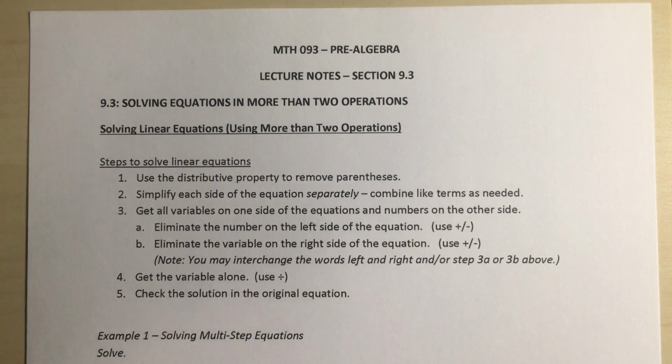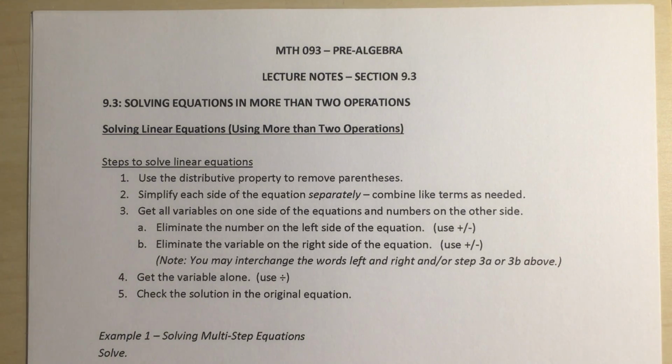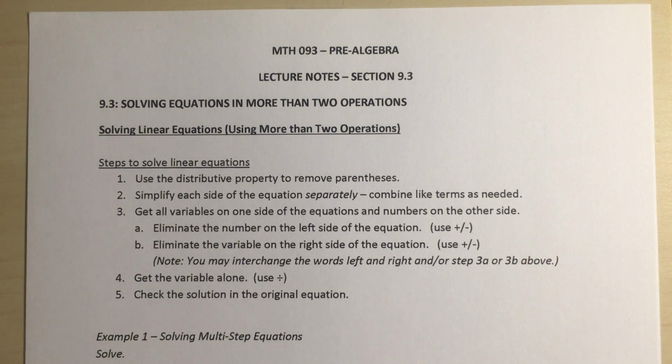So as we're going through and solving problems where we're asked to solve equations, the first thing we're going to want to do is look for parentheses. If we have parentheses, we want to use our distributive property to remove those. Then our second step is if we happen to have like terms on the same side of an equation, we want to go ahead and combine those. So we're going to simplify each side of our equation separately and combine those like terms as needed.